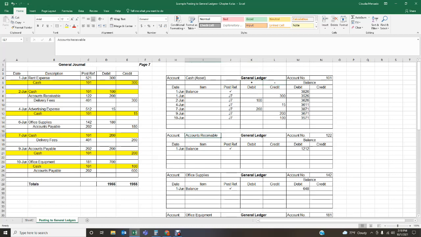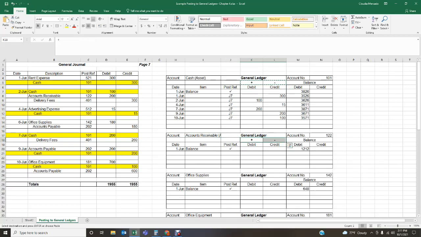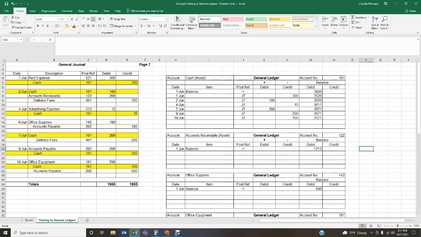Accounts receivable is also an asset account. So therefore, because it's an asset, my debit is going to increase and my credit is going to decrease. So accounts receivable has a balance of 1,212. It's an asset. You will always find the balance on the debit side. So let's go look for account number 122. We're going to go through the list and find 122. And I found it right there.